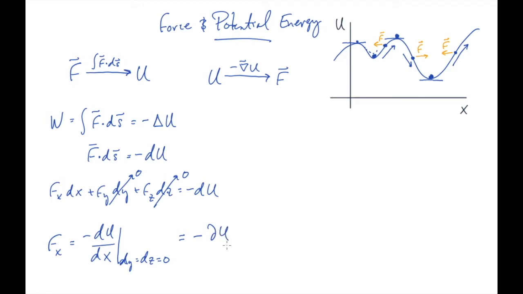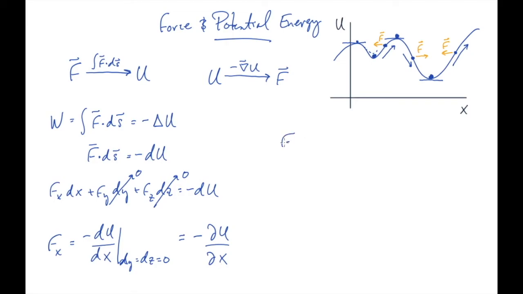This is minus du dx. And this curly derivative sign indicates that you're holding the other variables constant. This is minus the derivative of u with respect to x, and it means holding y and z constant. But if you do that, you can find Fx.